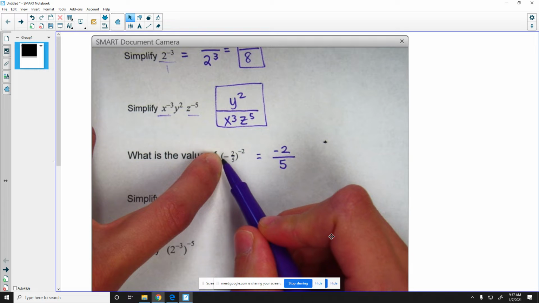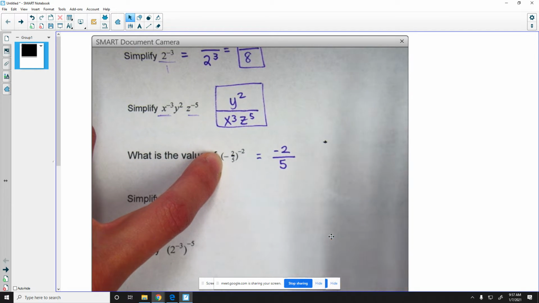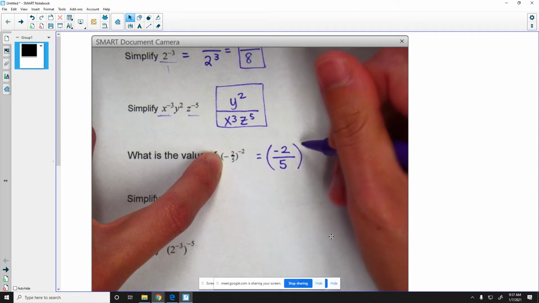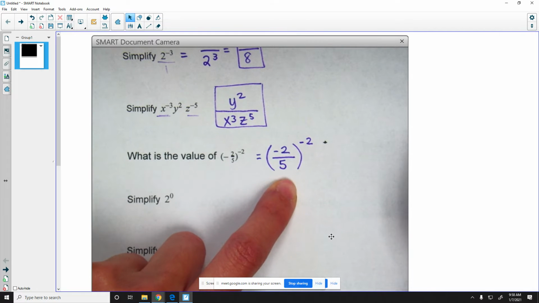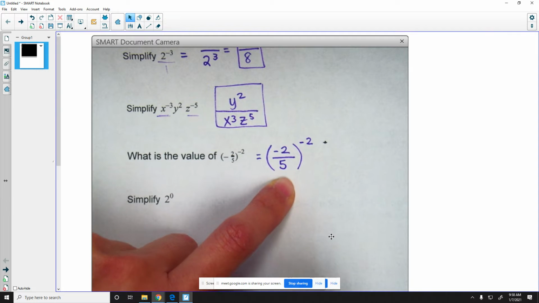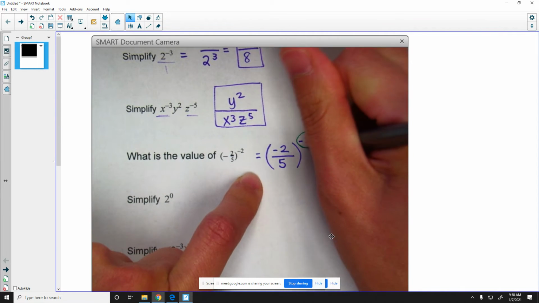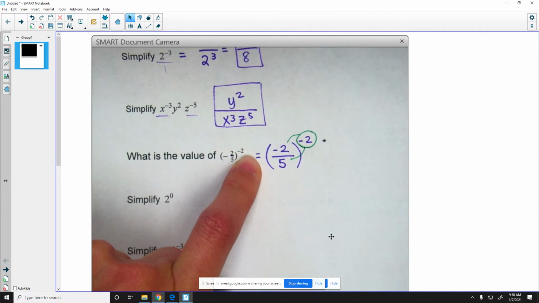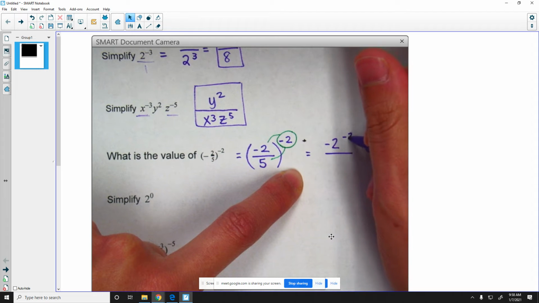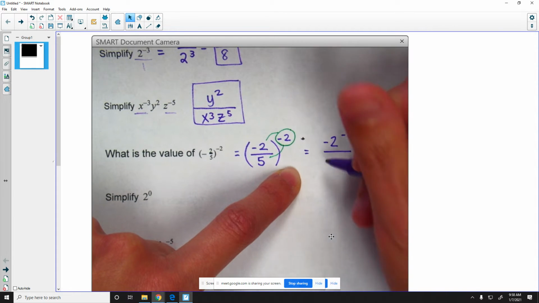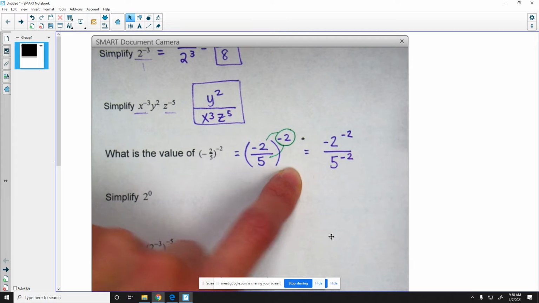So I'm first going to put the negative somewhere. If you want to put it on the bottom, that's great. If you want to put it on the top, I don't care. Just don't put it on both, because if you put it on both, then it cancels out, right? So just put it on one of them. And I'm just going to choose to put it on the top. So now what I can do is distribute the -2 to the numbers in here. So really, to get rid of the exponent, I have -2 to the -2nd power, and then I have 5 to the -2nd power.